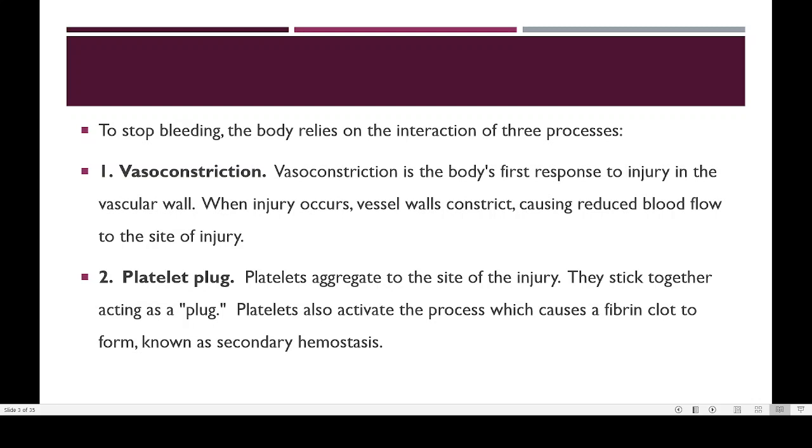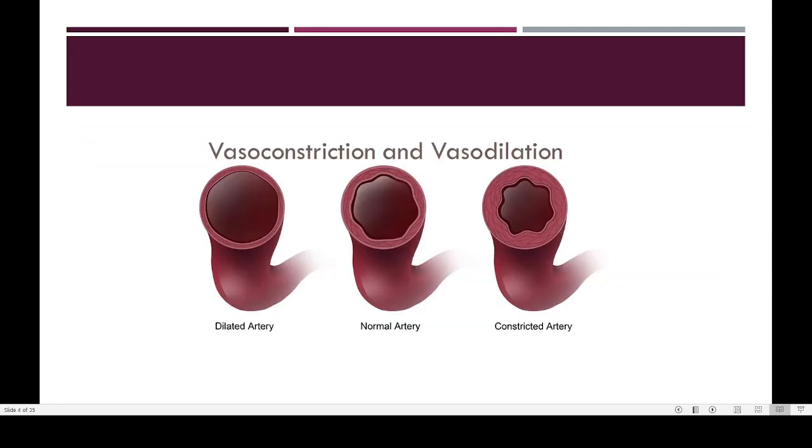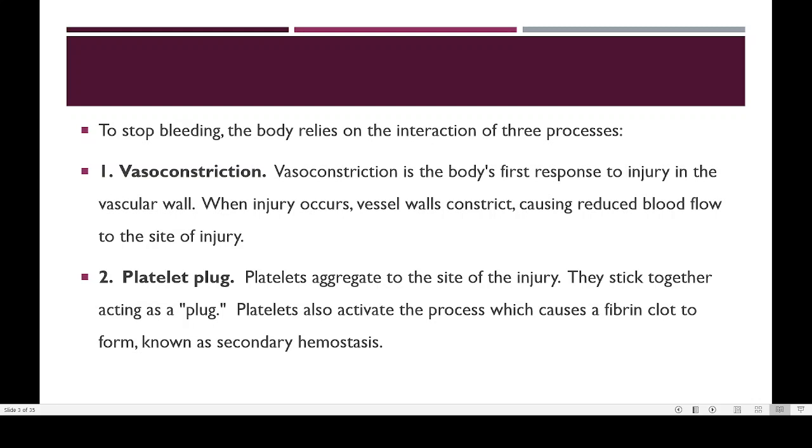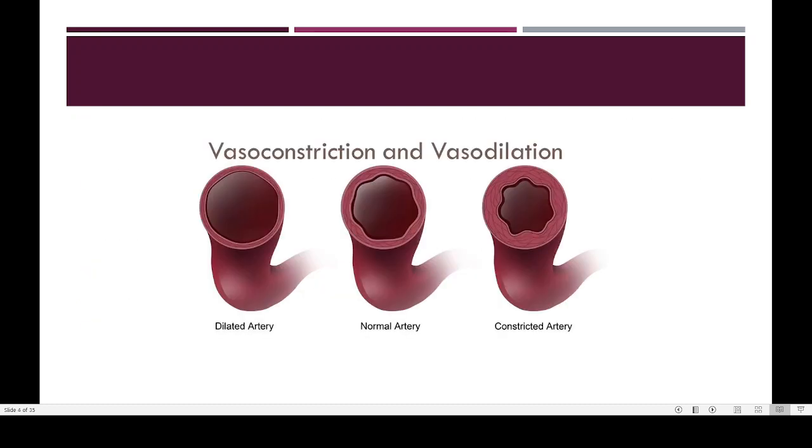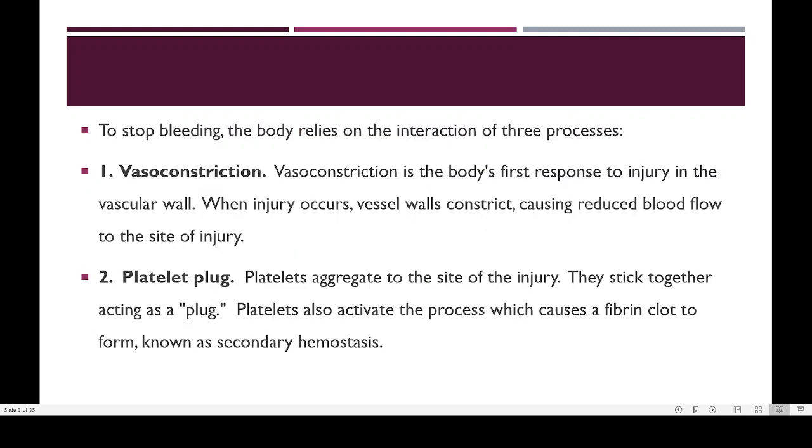Now, basically there are three events in the case of blood clotting. The first event is known as vasoconstriction, and the second one is platelet plug formation, and there is also a process called clotting cascade. These are the three major events which are taking place.